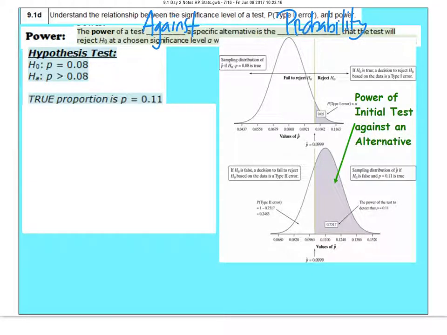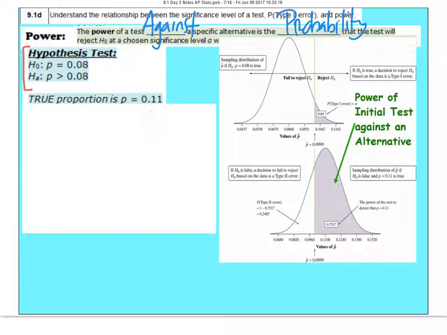So I will tell you, power at first tends to be one of the trickier things in this book to understand. We're going to spend some time on it, so hopefully this will start to make sense as we talk through it. Let's look at this specific example here. In this case, our hypothesis is that the true population proportion is 0.8. However, we really think it's greater than 0.8. In fact, after we did more analysis, we actually found that the true proportion was really 0.11.